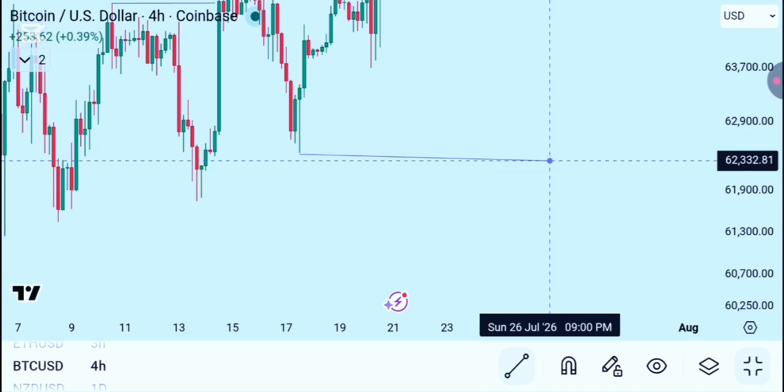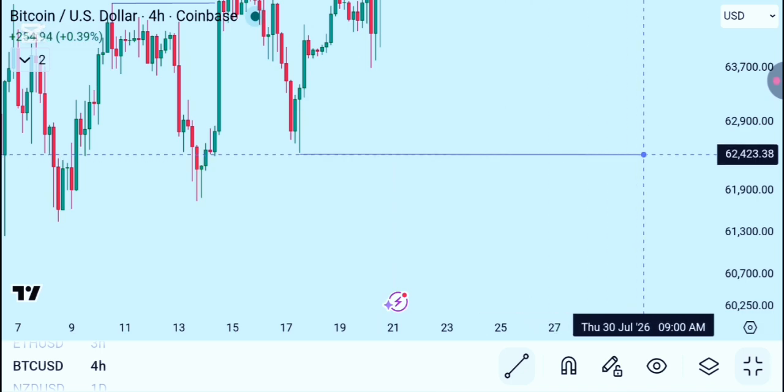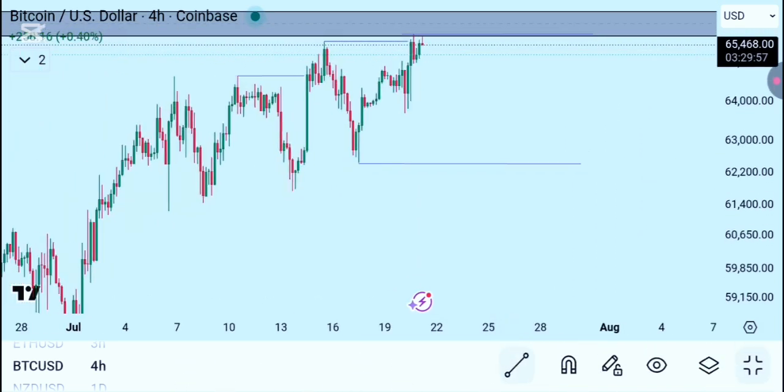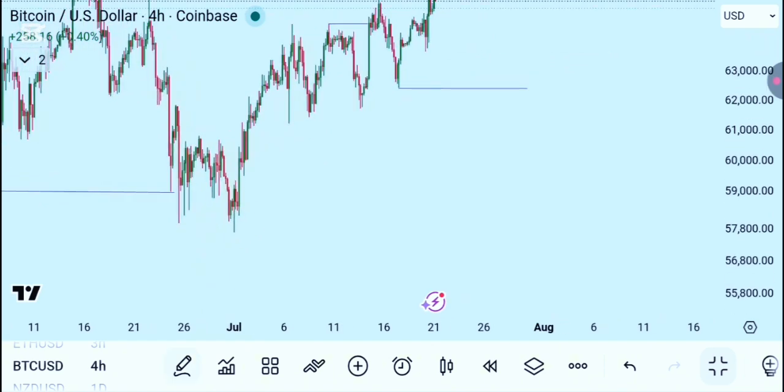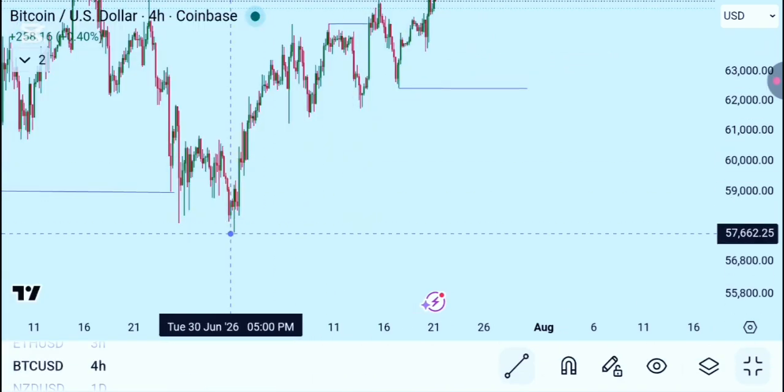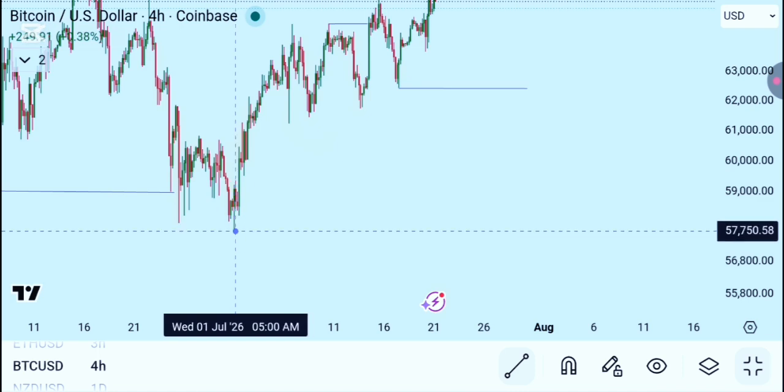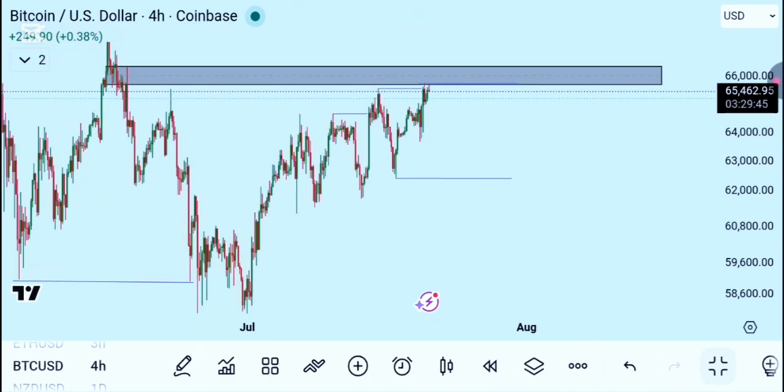Because what I'm expecting to see is price closing below this level, and if price closes below this level, just know that we are going to see BTC around 58 or 57,000. All right, we're going to see BTC around 57,000. So let's just keep our fingers crossed.